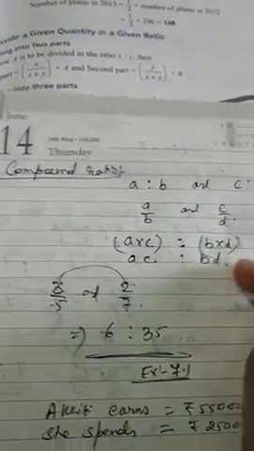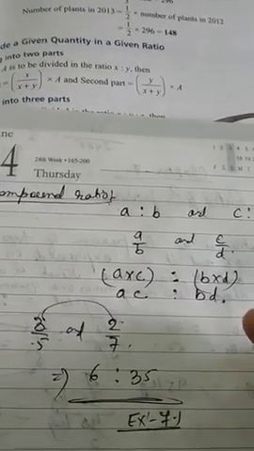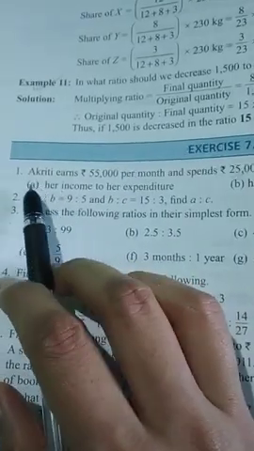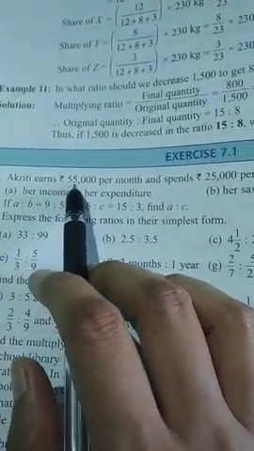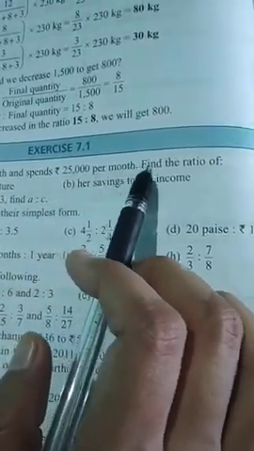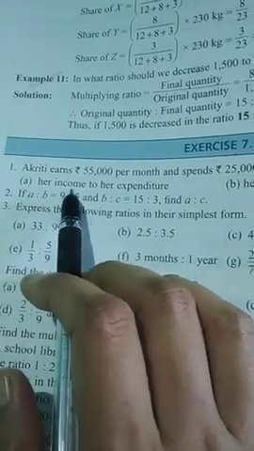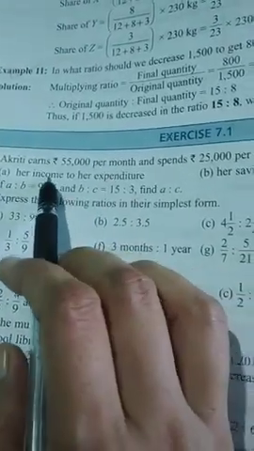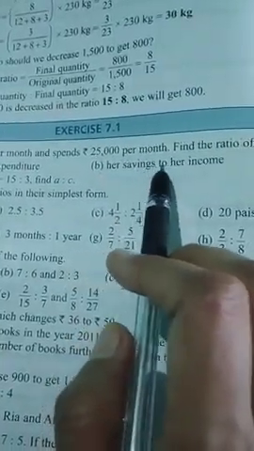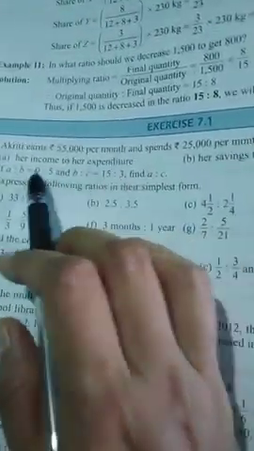Simple. Now come to the exercise to see a few questions. Exercise 7.1, question number 1. Akriti earns rupees 55,000 per month as her income and spends rupees 25,000 per month. Find the ratio of her income to her expenditure, and her saving to her income. You have to find both ratios.